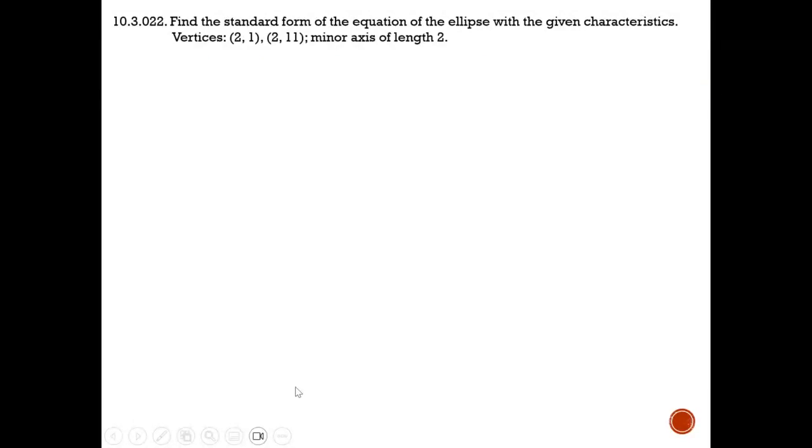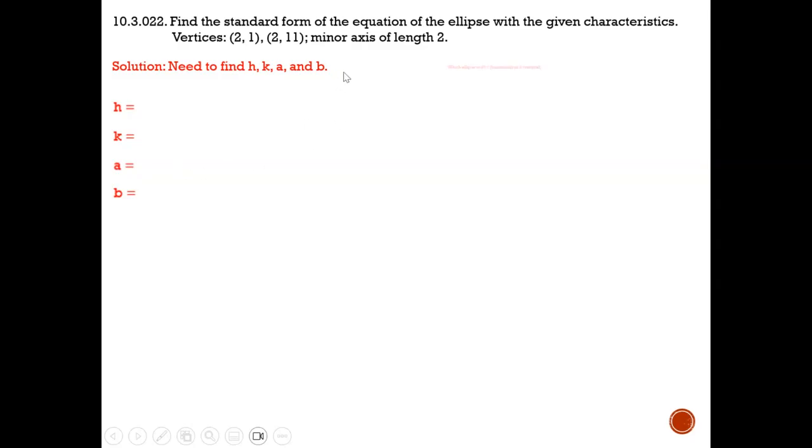Okay, this is another example. This is 10.3, number 22. It says, find the center form of the equation of the ellipse with the given characteristics. The vertices are (2, 1) and (2, 11), and the minor axis has a length of 2. We need to find h, k, a, and b, right? Because h, k, a, and b are required to find the center form of the equation of the ellipse.